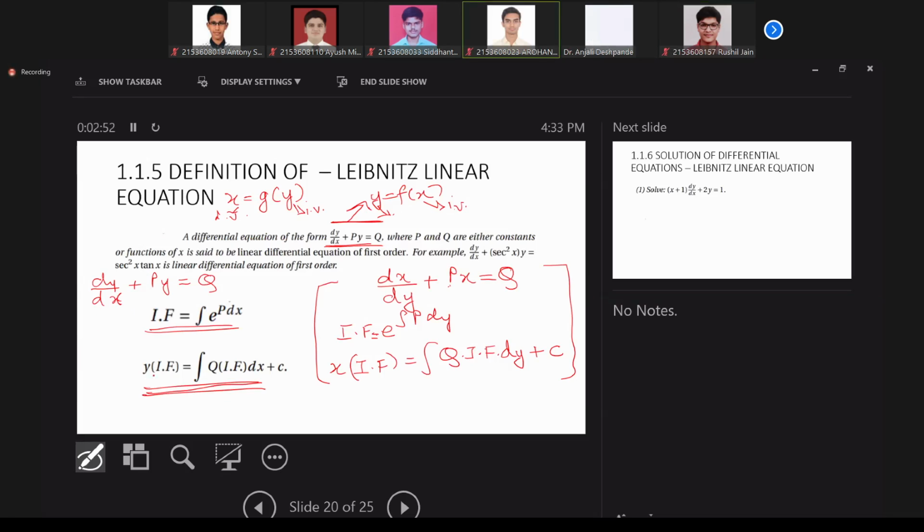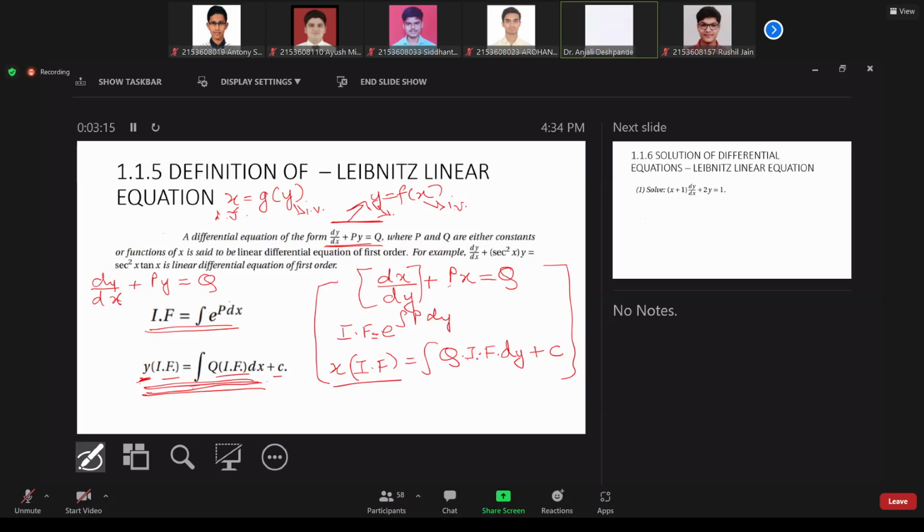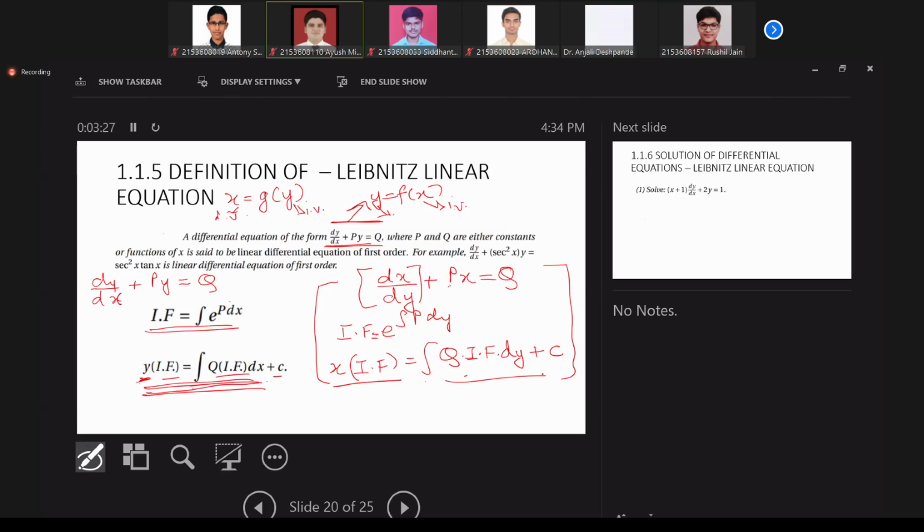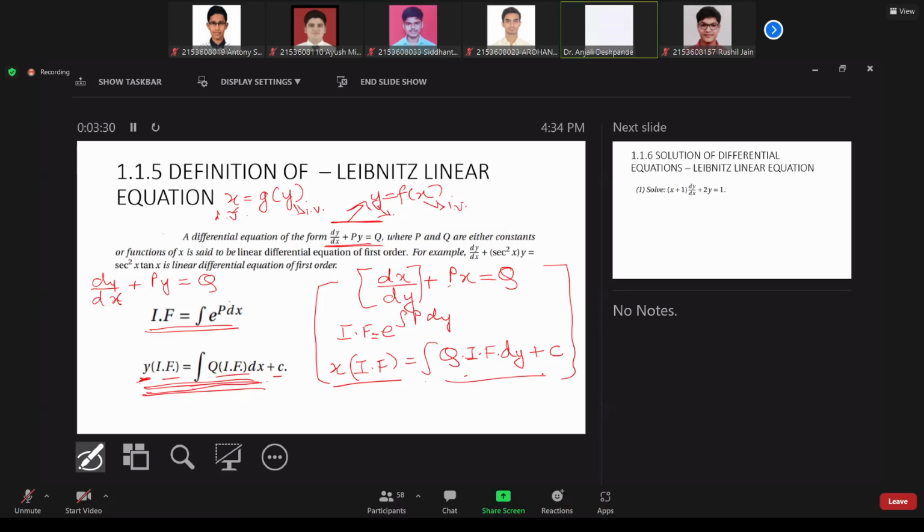Regarding the request to repeat the solution, there is nothing to repeat actually. Whatever is the dependent variable, you take it: y into the integrating factor equals integration of q into the integrating factor dx plus c. Is the idea clear? In the other case, the dependent variable was x, which is why we took x into the integrating factor equals integration of q into the integrating factor dy plus c. Following? You take down both the forms, then we'll see the problem based on this Leibniz linear type.